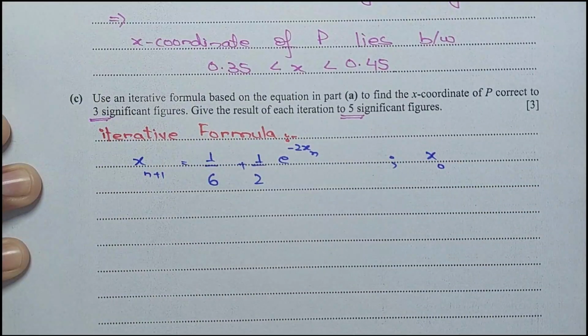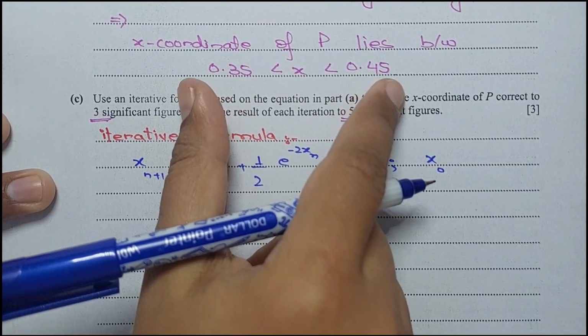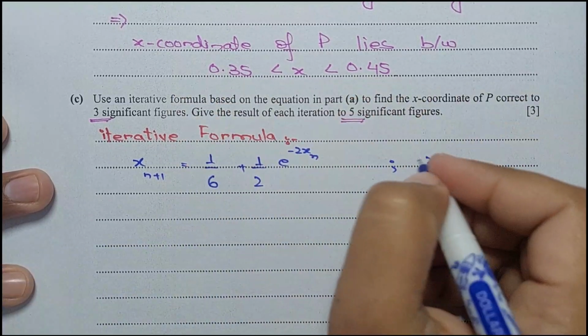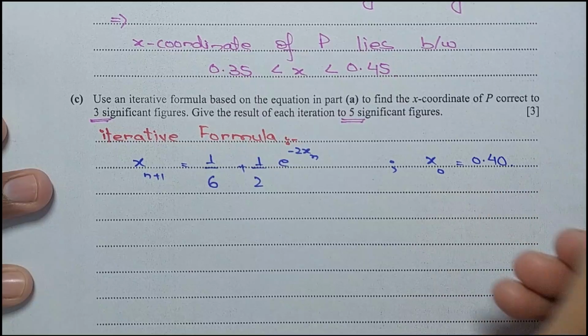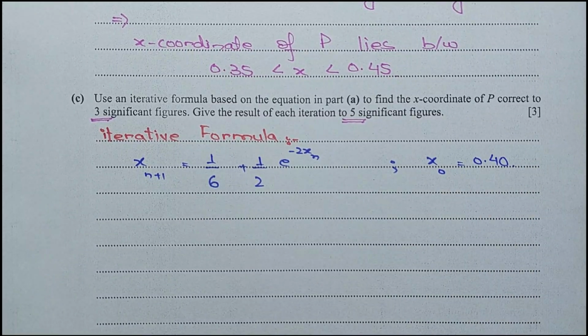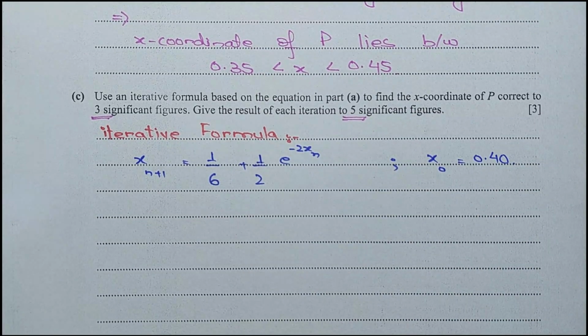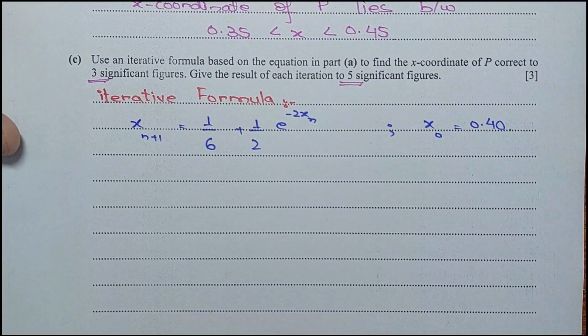As we know that the x coordinate of P lies between these two, we need to pick the initial guess from 0.35 till 0.45. We can say 0.40 is the initial guess. We can take any number between them. 0.39 you can take, 0.36 you can take, 0.42 you can take. This is your choice, right? Okay, let me start the iterations.